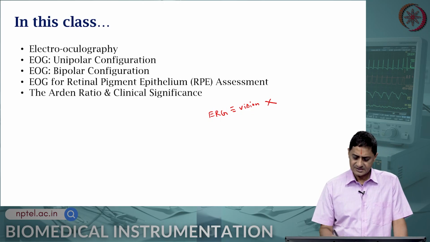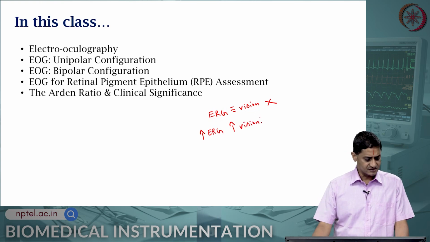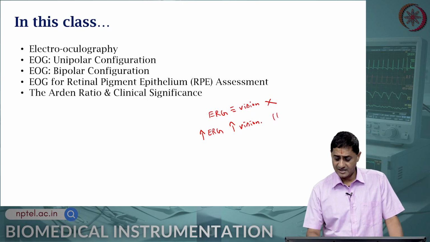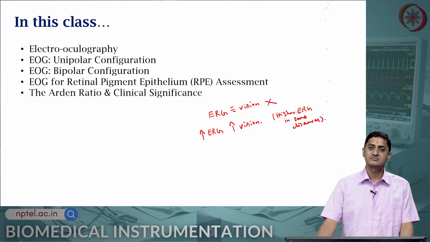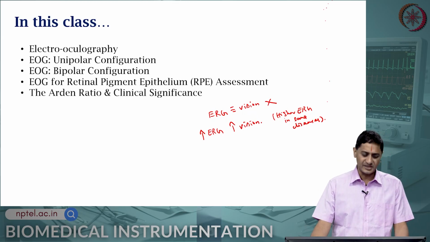Okay. Second, higher ERG means better vision. This is not true, because sometimes higher ERG is possible in some diseases. Okay. So, higher amplitude of ERG does not necessarily mean that it is actually better.